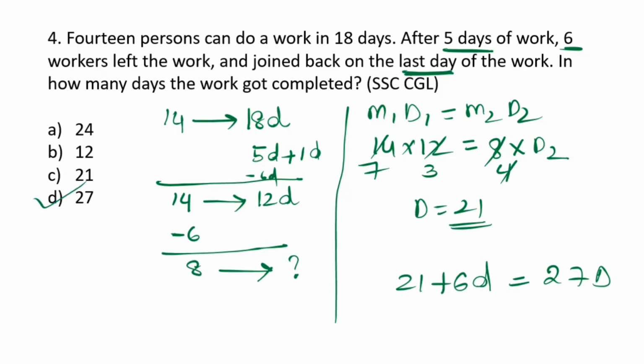So in this type of question you have to observe the question. If they're asking only about the remaining work, how many days for the remaining work, then you can pick that answer, 21. But they're asking in how many days the work was completed. So here it refers to the total work. So you have to find the total days. So just see it once. Hope everyone got the answer.